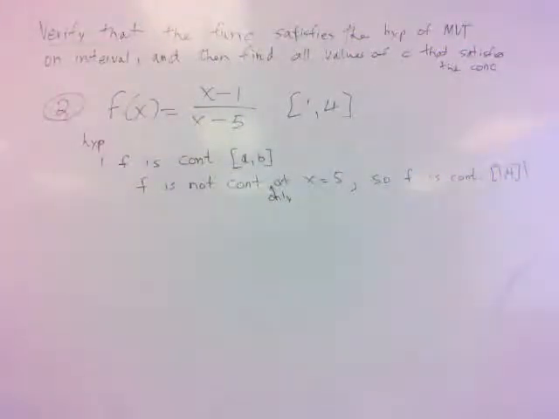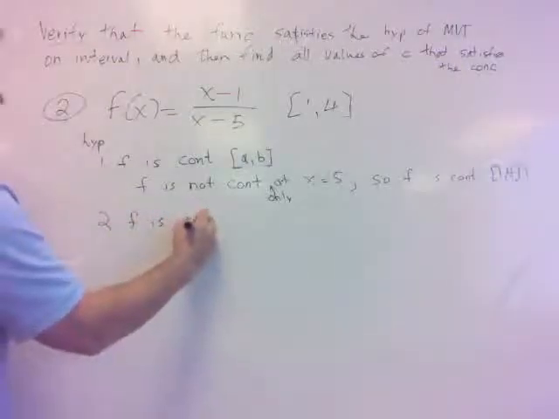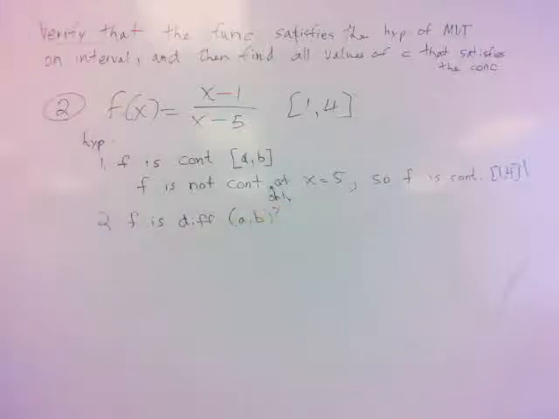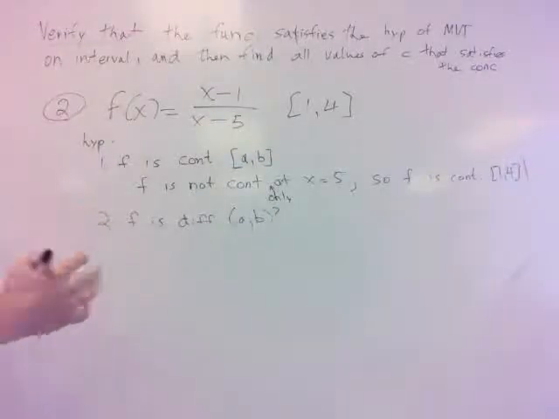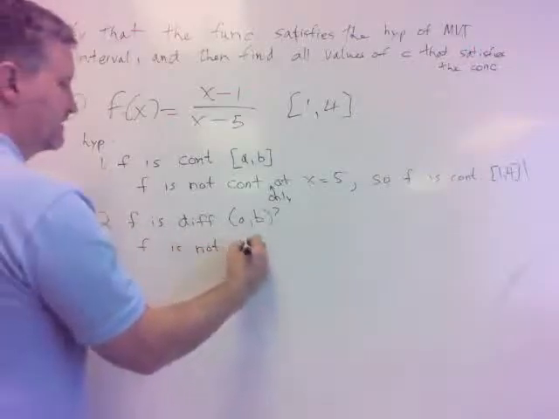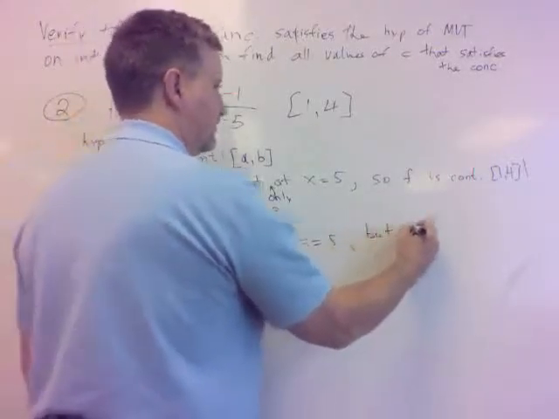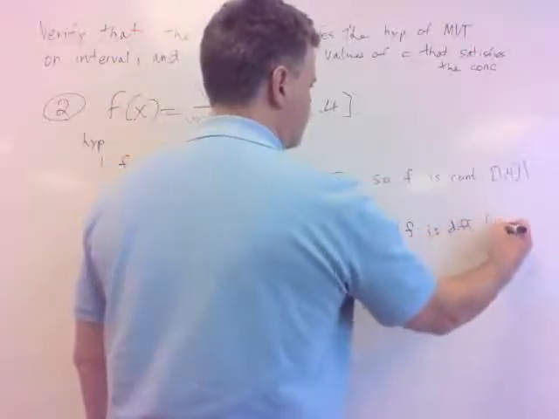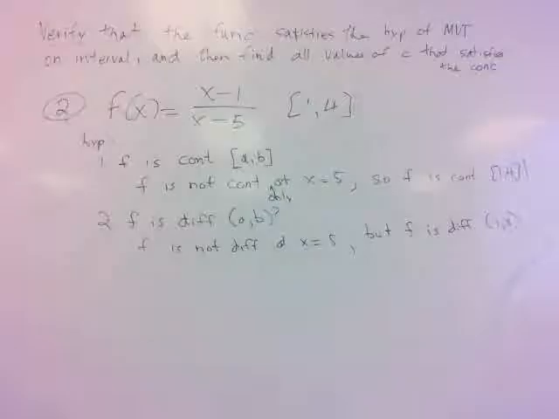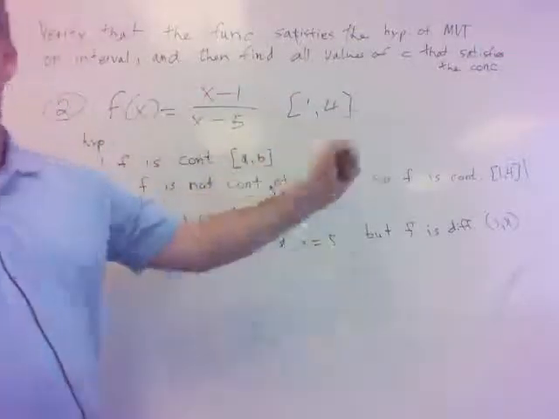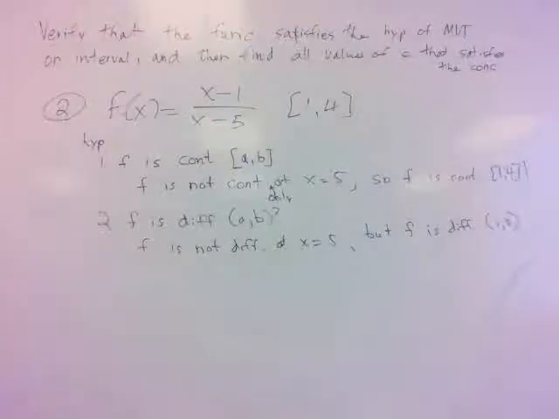Does that make sense? Number 2, F is differentiable on A to B. Same thing, isn't it? Where is F not differentiable? Well, it's the same thing. It's smooth everywhere else, but it's broken up at 5. So F is not differentiable again at x equals 5. But that's okay because we're only going 1 to 4. All right, so we're okay. Now if that had said 1 to 7, that would have been a problem. The hypotheses would not have been satisfied there, but it's okay.